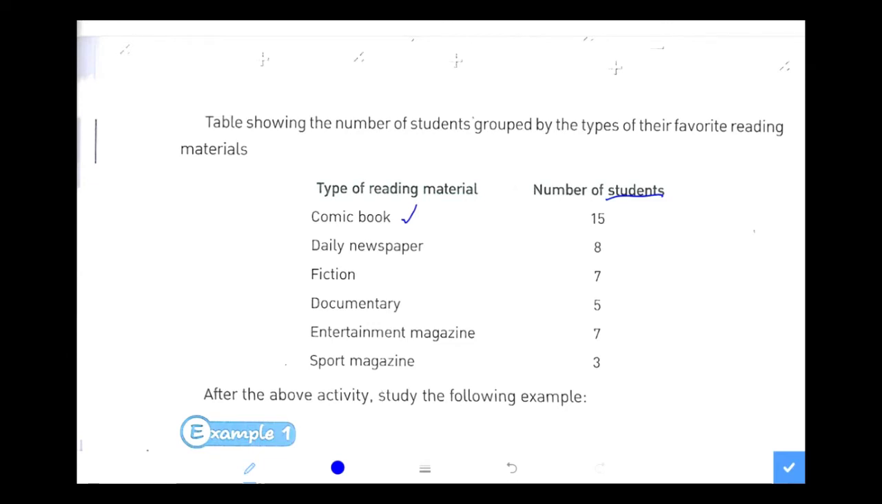And then the daily newspapers, not many people like it. This one is fiction. I think you like fiction. In Thai, I know some girls, especially the girls, they just call it fic. It's like a comic book, and in that book there's a man who loves another man, something like that. Fiction, fic. So they like it. Then documentary, entertainment magazine, sport magazine.